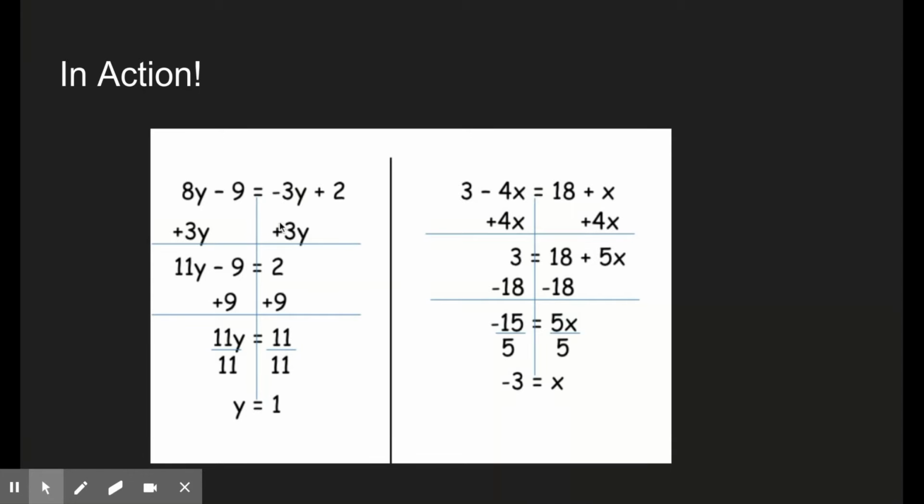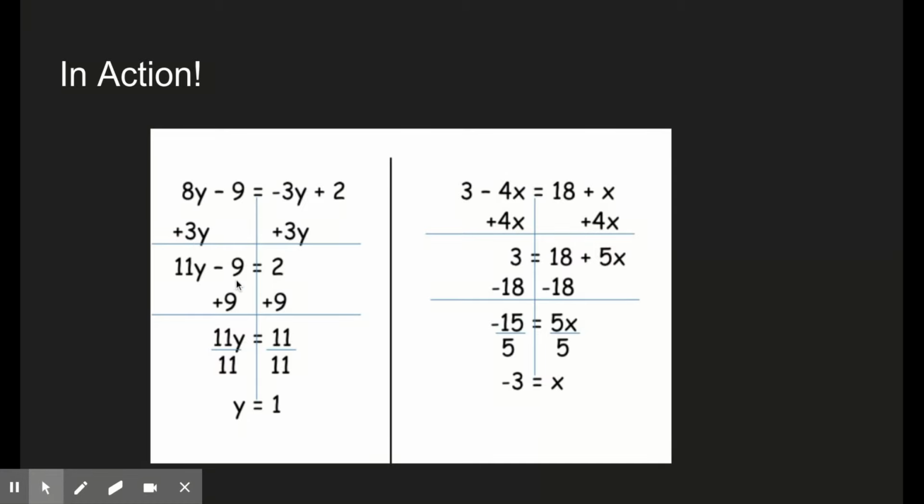So -3 plus 3 equals what? 0, right? Whatever I do to one side, I do to the other. I'm going to add it with the same variable. I will not add it with the 9 because this has a y and this does not. So 8 plus 3, you get 11. I'm going to bring down my equation: 11y minus 9 equals 2.